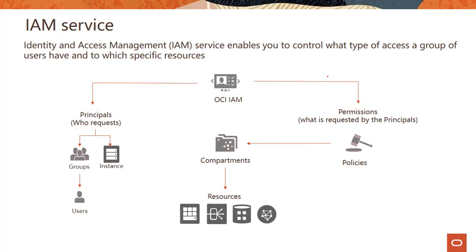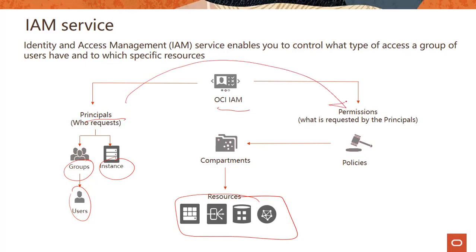So this graphic here, the visual here, tries to show the main components of the service. As we talked about the Identity and Access Management Service, the main things to keep in mind are principals. Basically, you can think about principals as groups of users or instances. We'll talk about why instances are here, which access a set of resources. And for these principals, they need a specific kind of permissions. Basically, you can think about what are the permissions requested by principals.